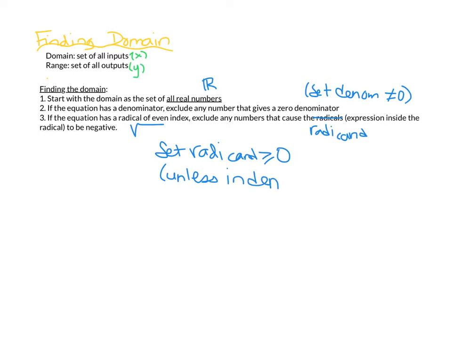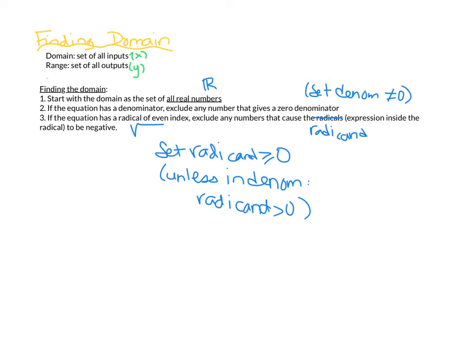In that case, you're going to set the radicand just to be greater than 0, because we already know that we can't have a denominator equal to 0. Okay, so let's go ahead and do some examples.